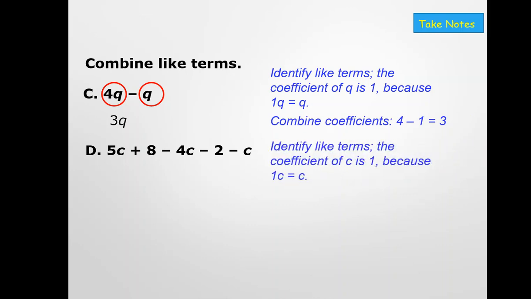For the next one, we have how many variable terms? Yeah, that's right. We have 3 variable terms. And when we combine those coefficients, we're going to have 5 minus 4 minus 1. And we combine the constant terms, we have 8 minus 2, and that's going to be 6. Look at that. So 5 minus 4 minus 1, that's 0. So we have 0C. Anything times 0 is just 0.